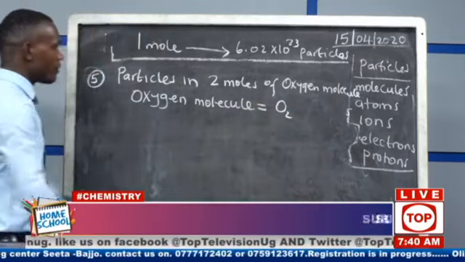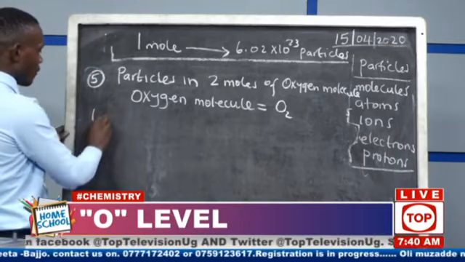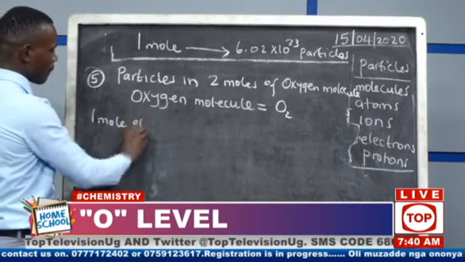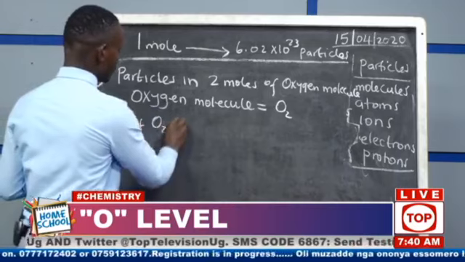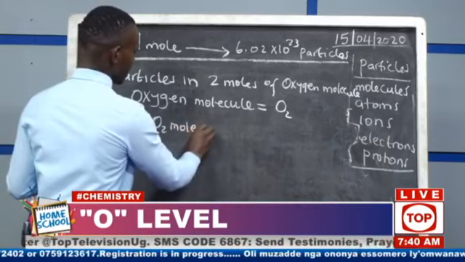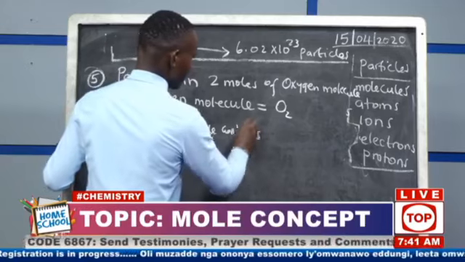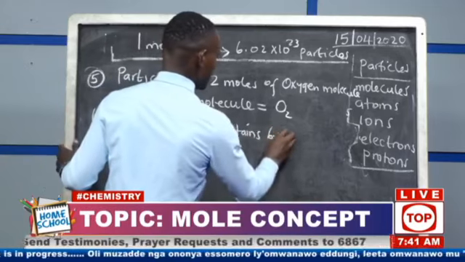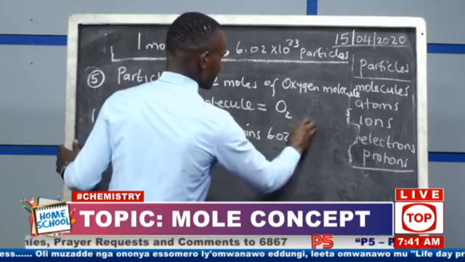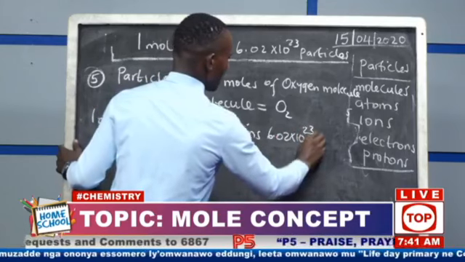So let us begin with the molecule. We say 1 mole of oxygen molecule contains 6.02 times 10 power 23 molecules.